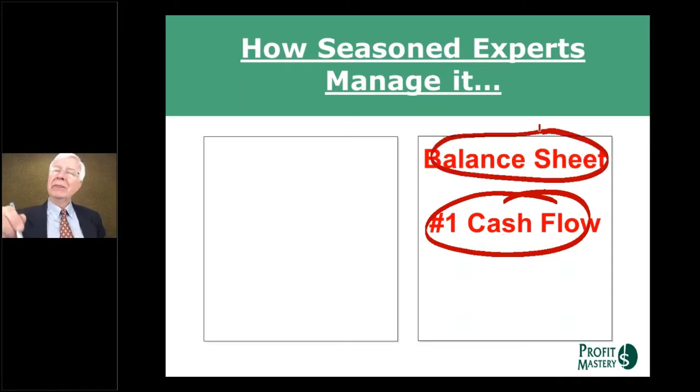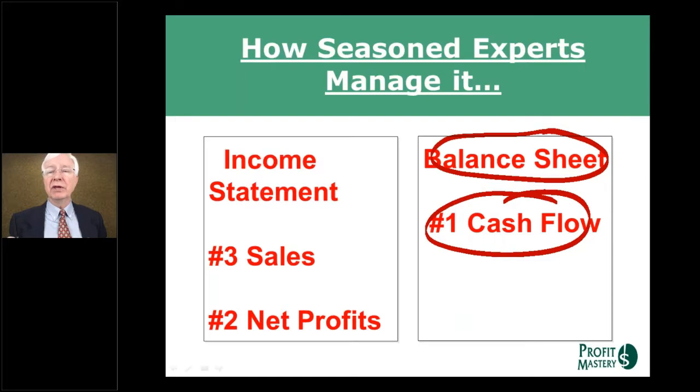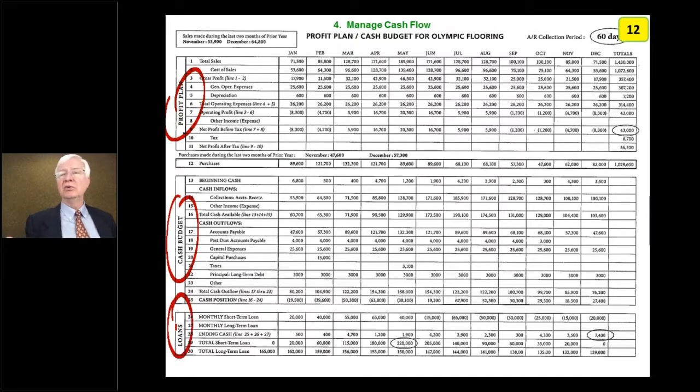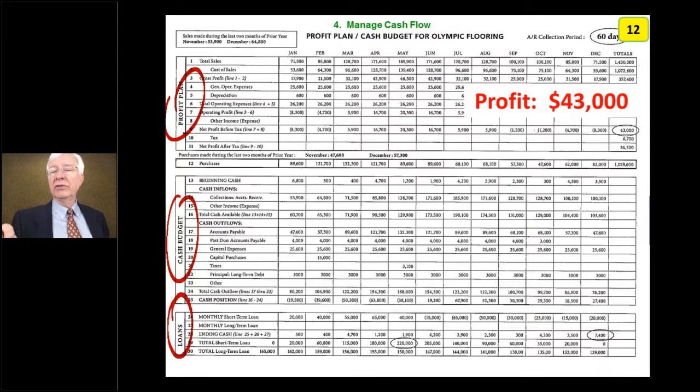And all of a sudden, maybe I should really spend a little time understanding my balance sheet, because that's where cash is created, that's where it's measured, that's where it's managed. So on page 12, we do the cash flow statement that I talked about earlier. We do a profit plan, we do a cash budget, and we do a series of loans. And we discover a really cool thing.